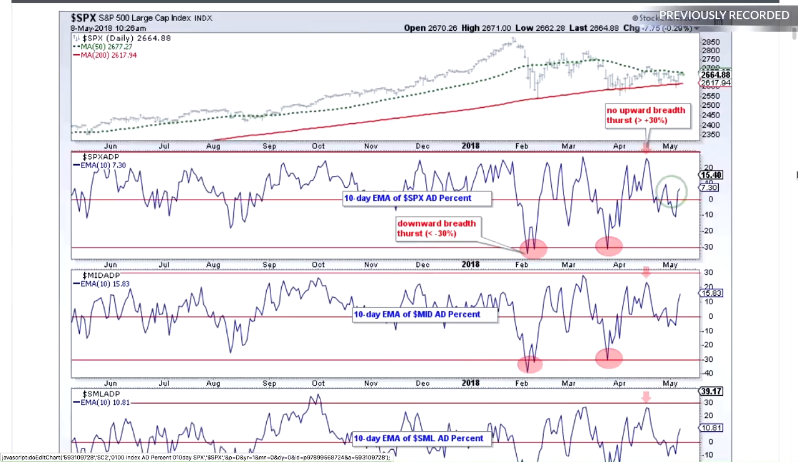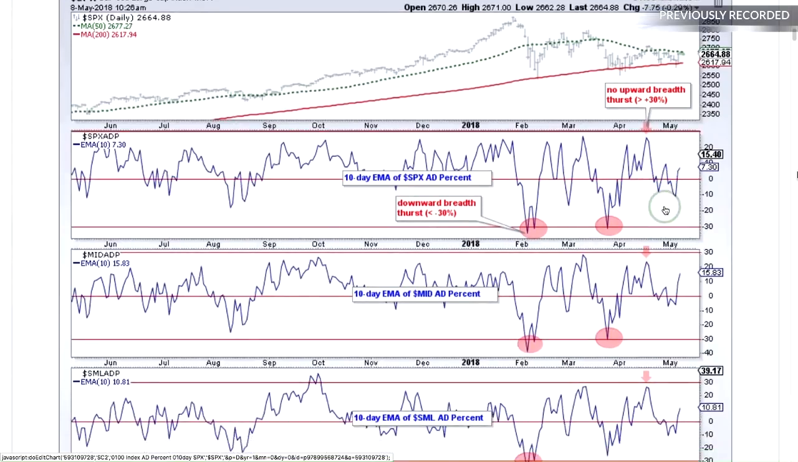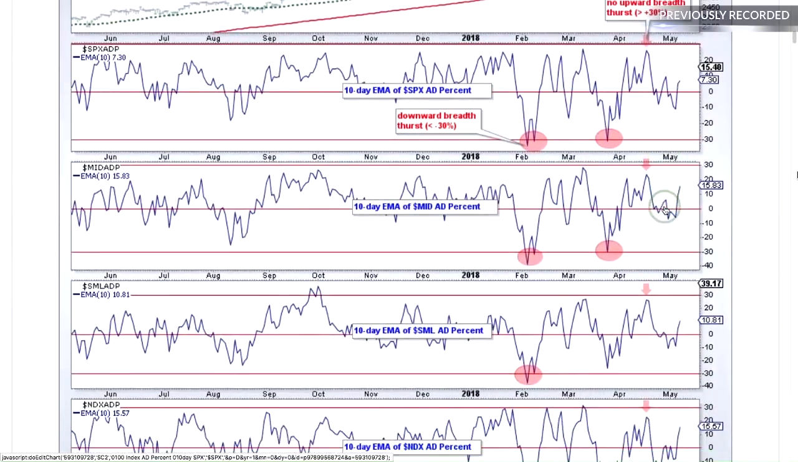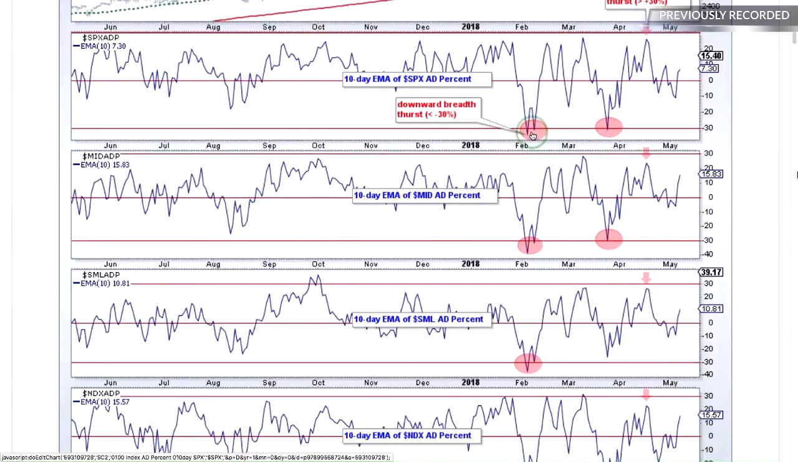And the second breadth indicator that I talked about last week, the 10-day EMA of advance-decline percent. And we had the two bearish breadth thrusts in February there, you see with the red ovals, when they moved below minus 30% for the S&P 500 there twice, and also for mid caps. And you can see that we got up to the 20+% area twice, but couldn't punch above plus 30% to get that bullish breadth thrust to negate these signals we got in February, March.